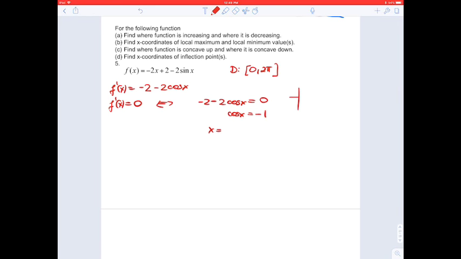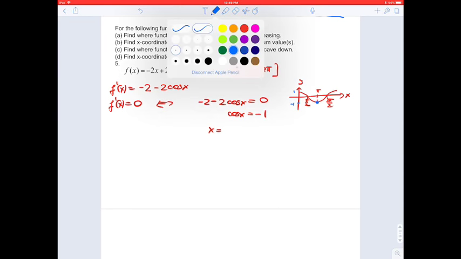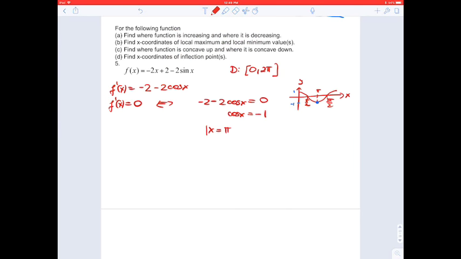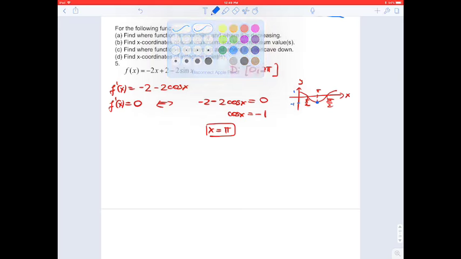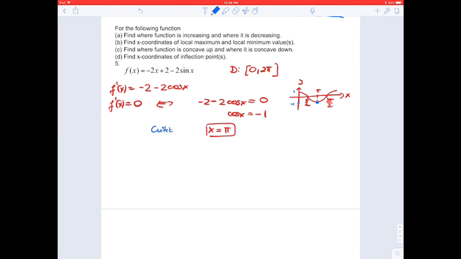Cosine for what angle is negative 1? We can use the unit circle, or we can draw a cosine curve. And we can see that's pi, because that's pi over 2, that's 3 pi over 2. Okay? And at pi, cosine is negative 1. Based on the graph, we do have it. And pi is in the domain, that's the critical point. Critical number.